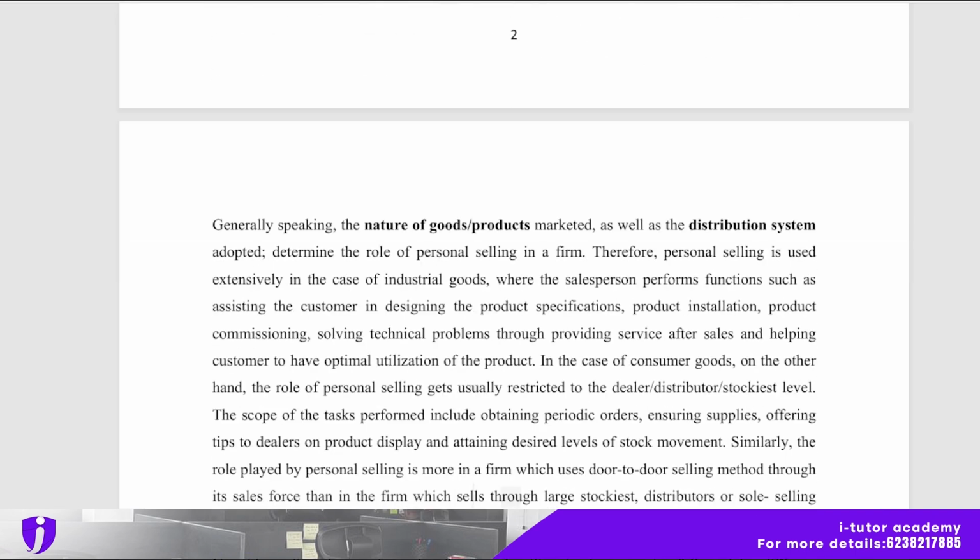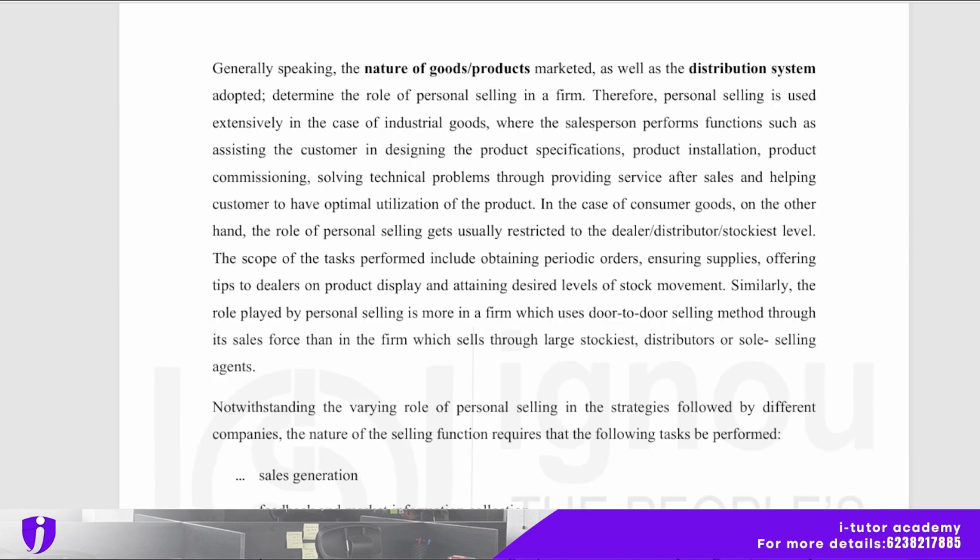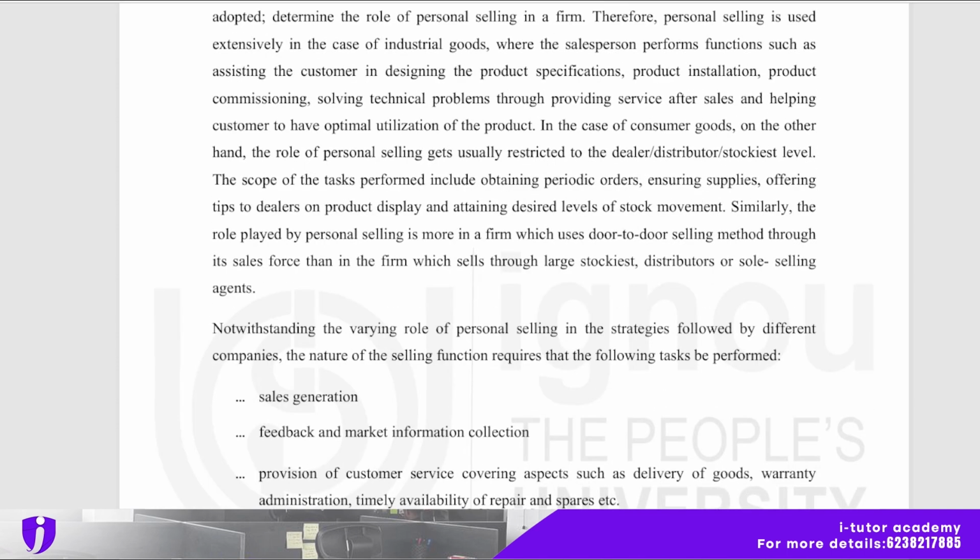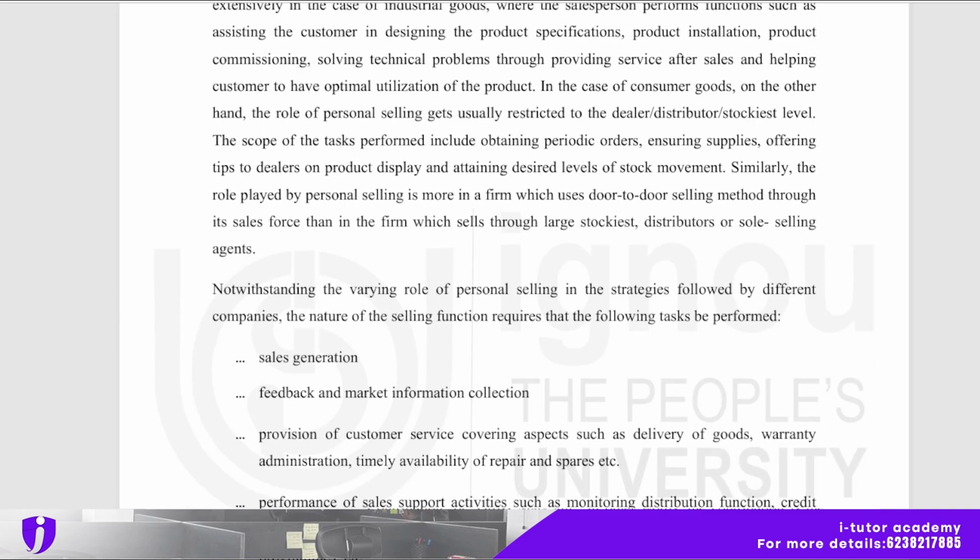Generally speaking, the nature of goods or products marketed as well as the distribution system adopted determine the role of personal selling in a firm. Therefore, personal selling is used extensively in the case of industrial goods, where the salesperson performs functions such as assisting the customer in designing the product specification, product installation, product commissioning, solving technical problems through providing service after sales and helping the customer to have optimal utilization of the product.